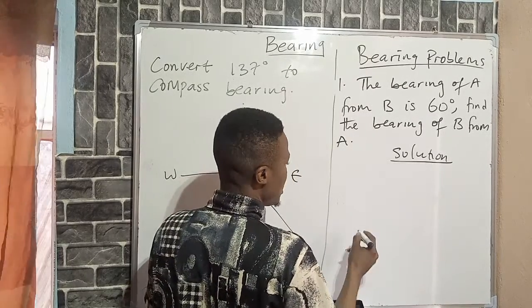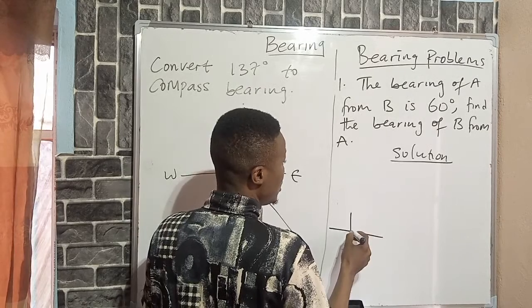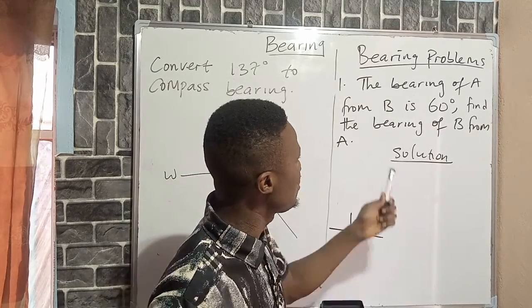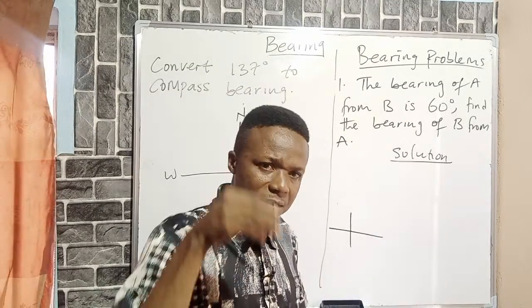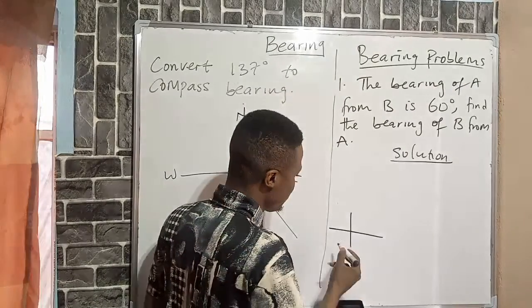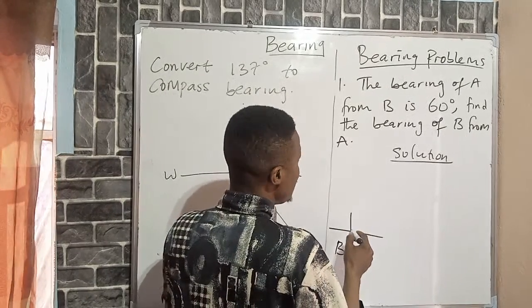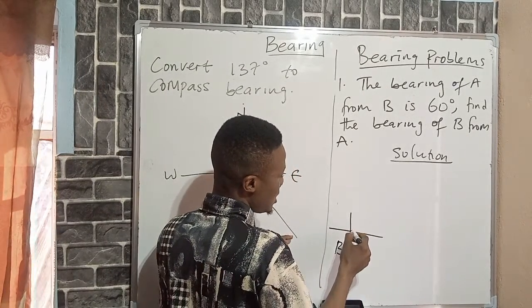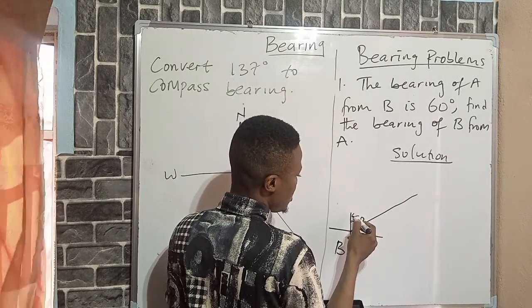First of all, draw your cardinal point. The bearing of A from B, ask yourself: from B means that the journey is starting from B. So here is the B. The bearing of A from B is 60 degrees, and 60 degrees is in the first quadrant. This is 60 degrees or 060 degrees.